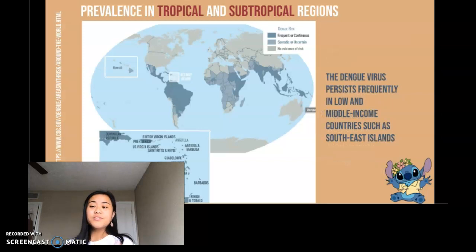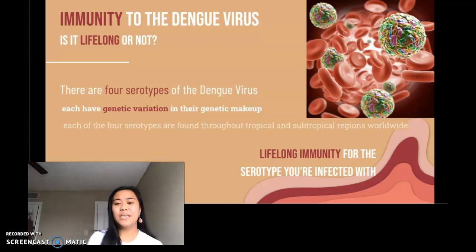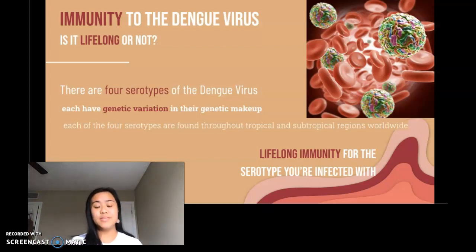And the dengue virus persists frequently in low and middle income countries such as these Southeast islands. So immunity to the dengue virus, is it lifelong or is it not? As we mentioned in the beginning, there are 4 serotypes of the dengue virus, and each has its own genetic variation in its genetic makeup. Being such, you can have lifelong immunity for one particular serotype that you're infected with. However, if you do get infected with dengue virus of a different serotype, you don't have immunity to that.